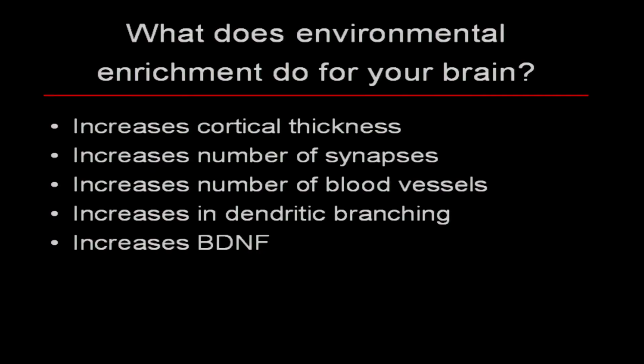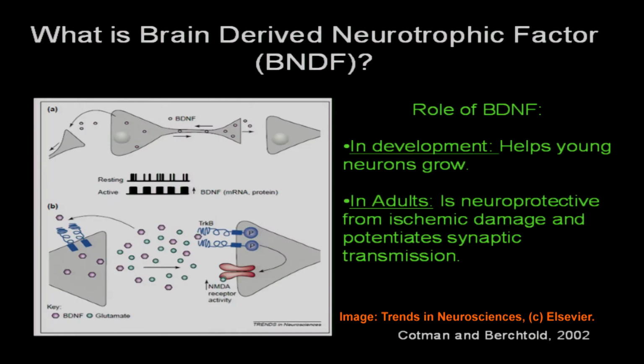Increase in dendritic branching, we talked about that. Now, here is what was demonstrated with some of these motor experiments and Cirque du Soleil experiments. Increases in a molecule called BDNF. It's a growth factor, brain-derived neurotrophic factor, BDNF. What is this structure? What is brain-derived neurotrophic factor?